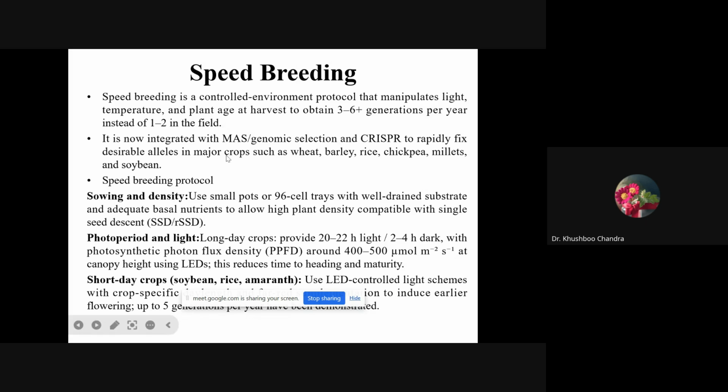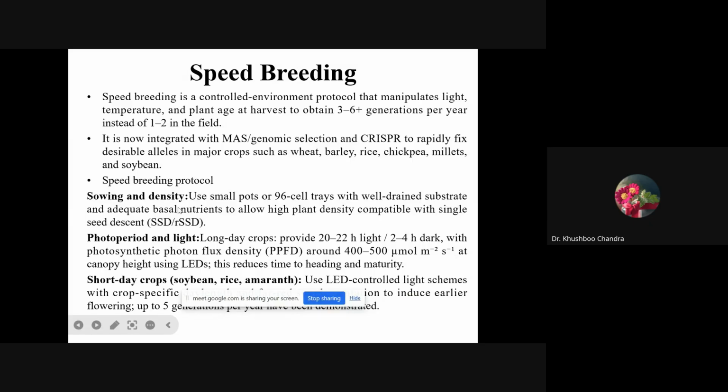So now in this we can integrate our marker-assisted selection and genomic selection with this speed breeding technique. In that we can rapidly fix our desirable allele, whatever the crop may be. Either it may be wheat, barley, or rice, the work is going on. So first and foremost, with the help of speed breeding, we can rapidly develop improved varieties, and this can significantly shorten the breeding cycle.